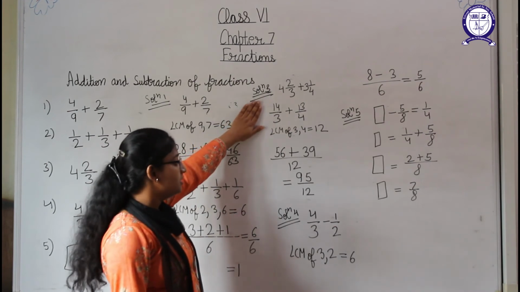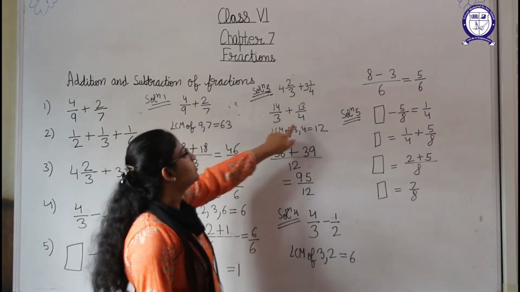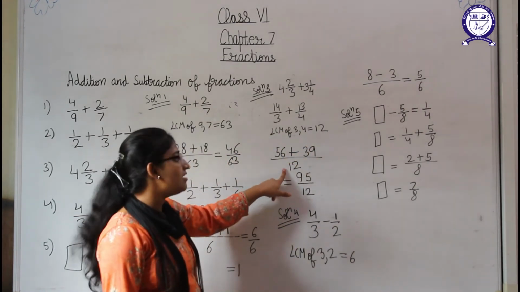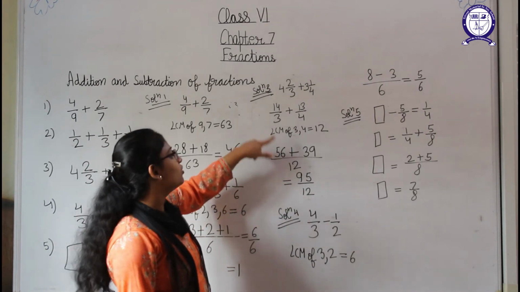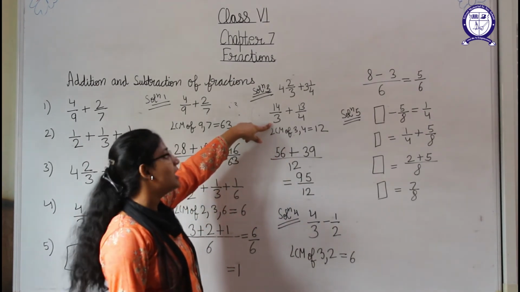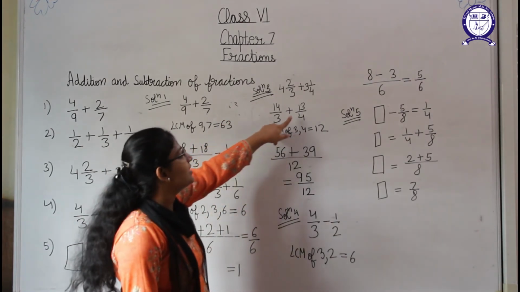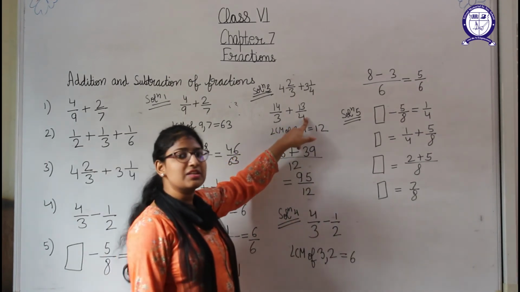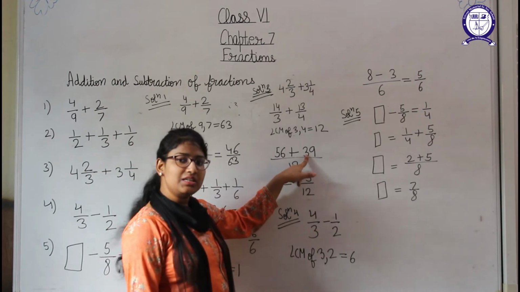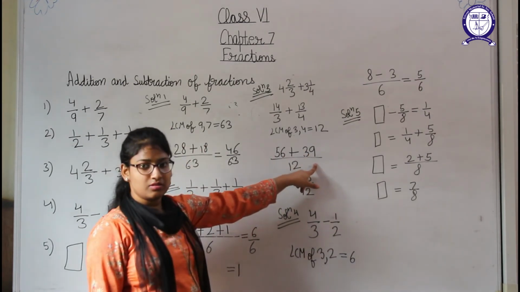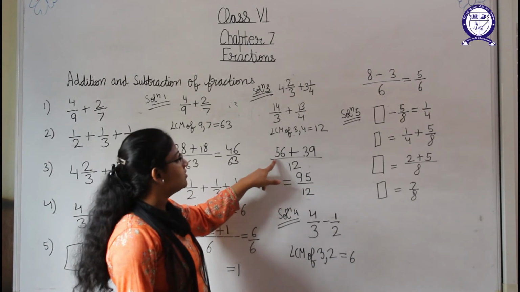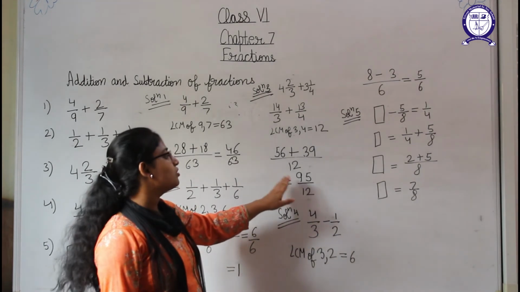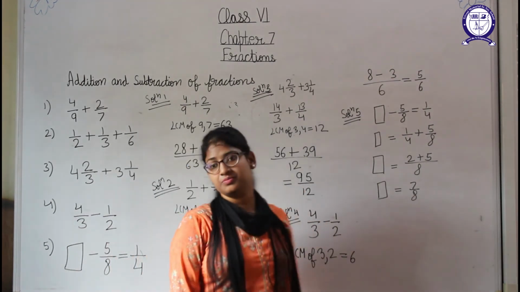Now we will continue with the same process. Here 3 and 4 are the denominators, and the LCM of them is 12. We will take LCM 12 as the denominator. Now 12 divided by 3 is giving us 4, and 14 fours is 56. Here the addition sign is here, so I am putting the addition sign. Now 12 divided by 4 is giving us 3, and 13 threes is 39. Now we will add both numerators. So 56 plus 39 is giving us 95, and 12 is the denominator. So 95 by 12 is our answer.